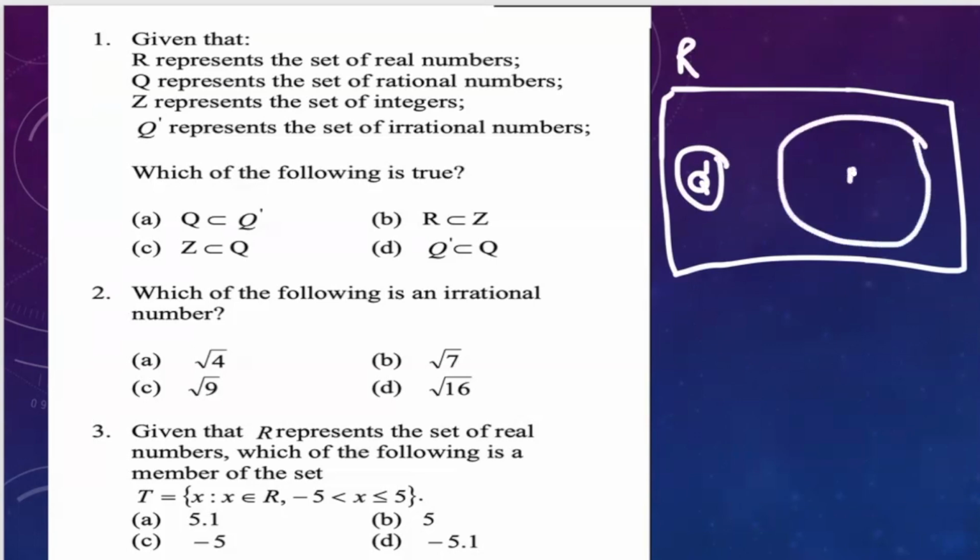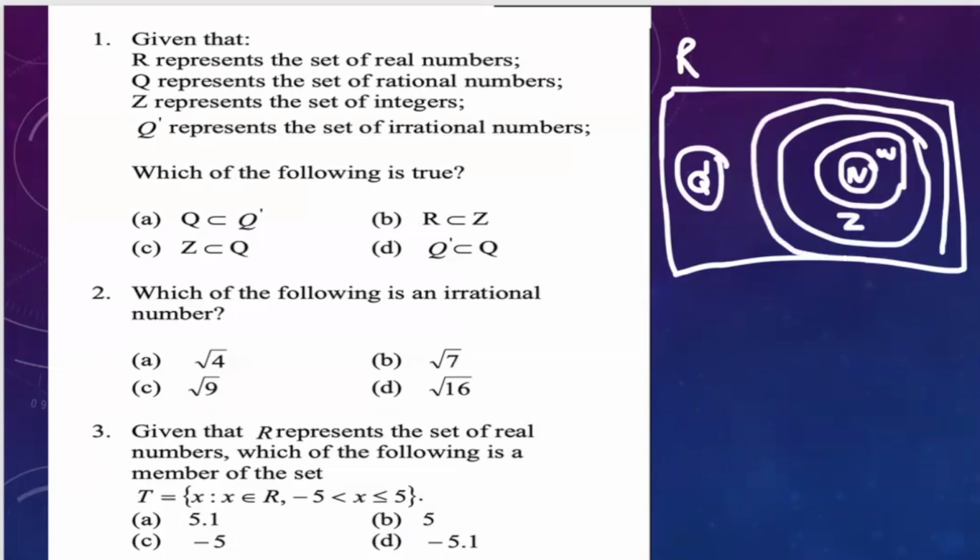Let's start with natural numbers. Then we have whole numbers. We also have integers. And then let me go ahead and draw another circle. So this last circle represents rational.